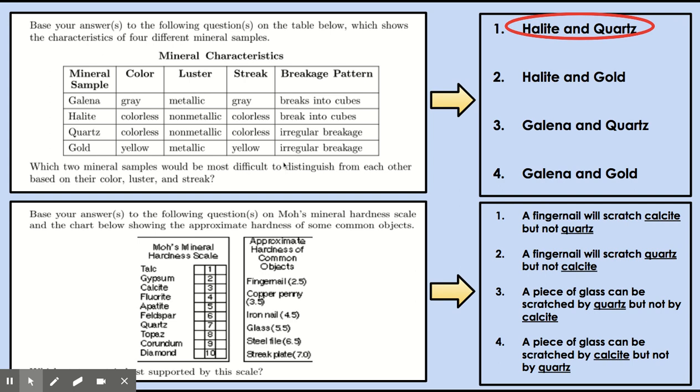The only thing that really differentiated them was their breakage pattern. Halite broke into cubes, quartz broke into a regular breakage. The last question, it was a hardness question. It wanted to know which of the 4 statements was supported by the scale. The answer was 3. A piece of glass can be scratched by quartz, but not by calcite. A piece of glass has a hardness of 5.5. Quartz would scratch it because it has a hardness of 7. And calcite would not because it has a hardness of 3.